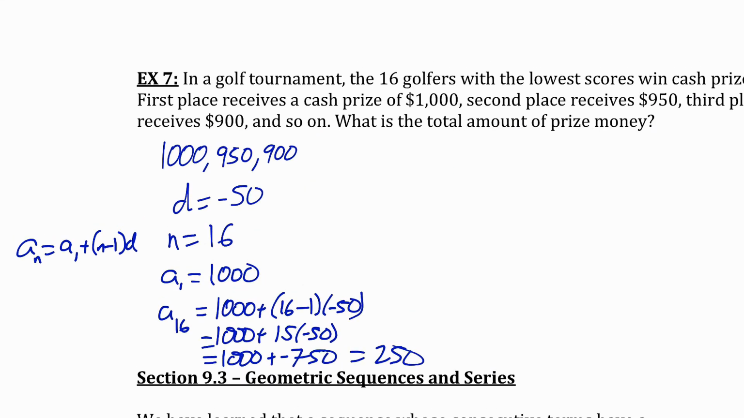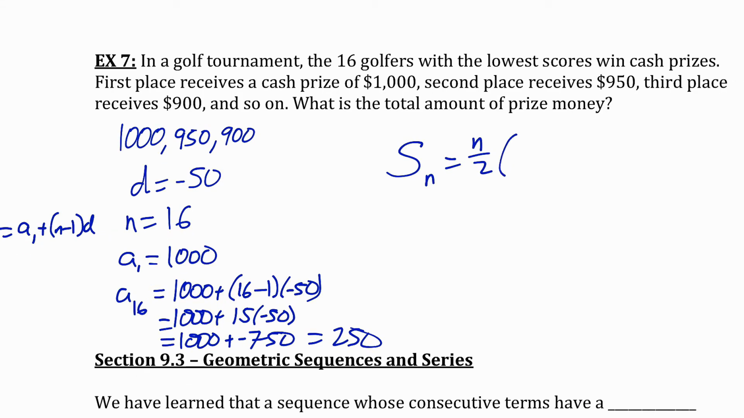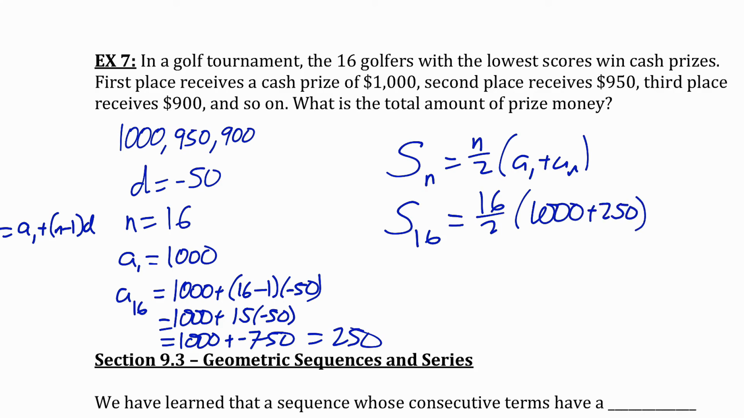Not bad. Now, using the formula, S sub n equals n over 2 times our first term plus our last term. We're now looking for S sub 16 because we're adding up the first 16 terms. So we got 16 over 2 times 1,000 plus our final amount of 250. 16 over 2, that's 8. 1,000 plus 250 is 1,250. When we multiply those together, we get 10,000.